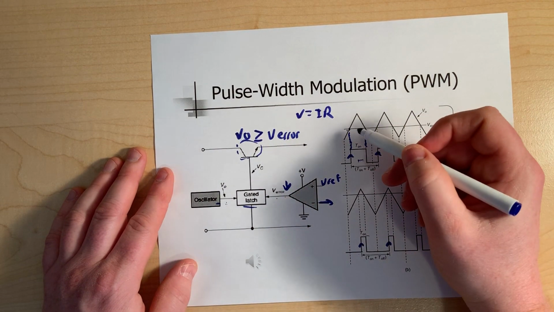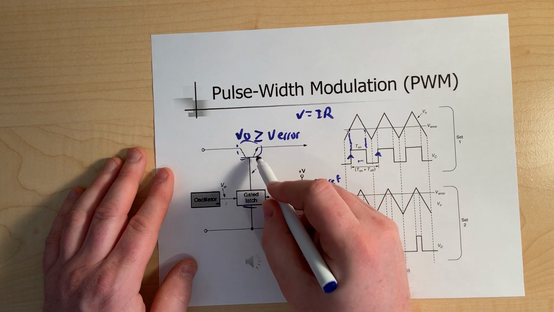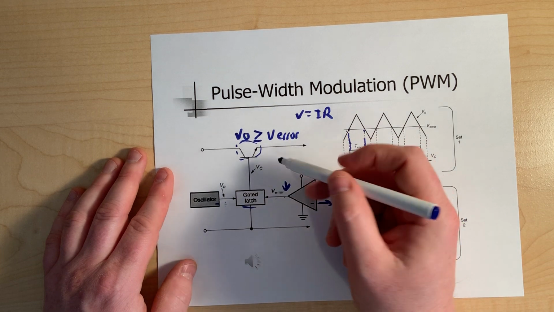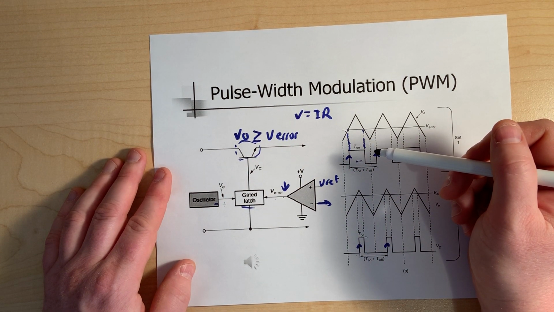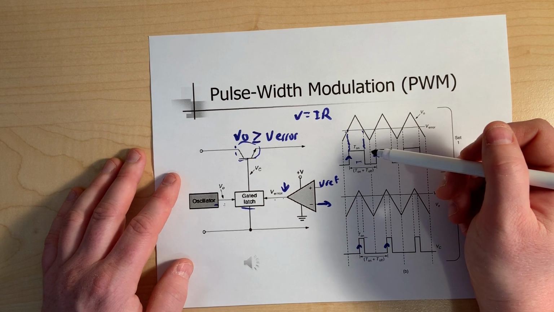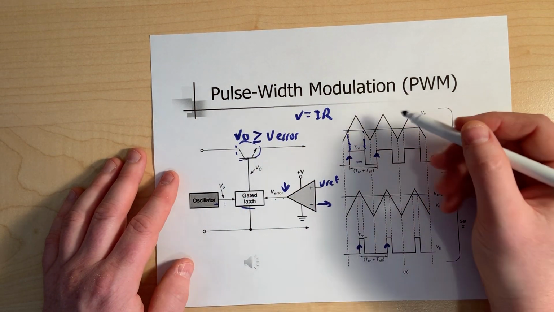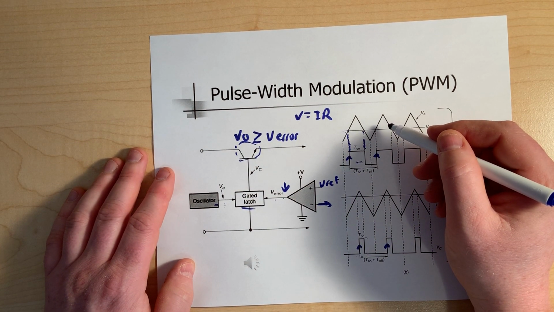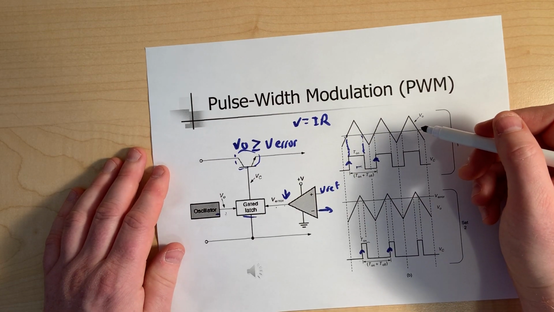But we're doing it far more efficiently in the sense that we're not biasing Q1 on all the time. Sometimes it's literally off, making it more efficient. This falls along the same lines as why Class B amplifiers are more efficient than Class A as well. It's because we're not putting the transistors on as much. And this also increases how much power we can ultimately handle.